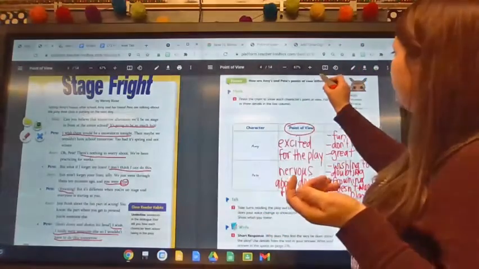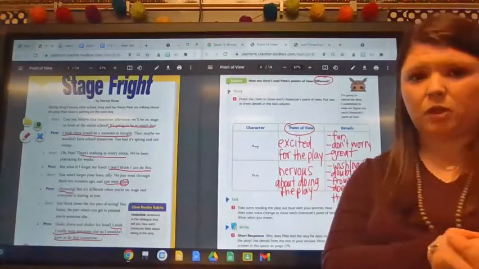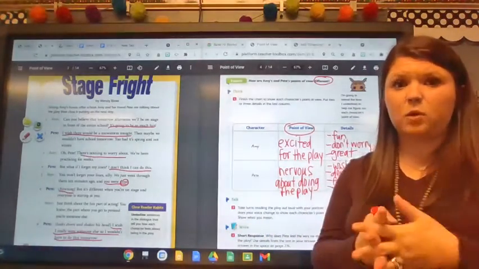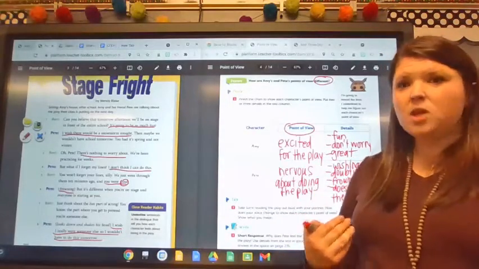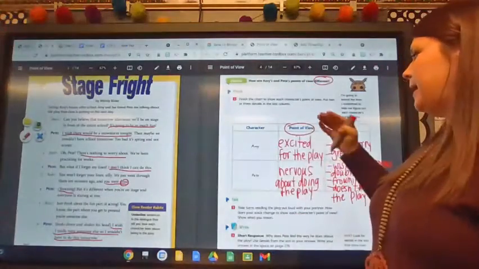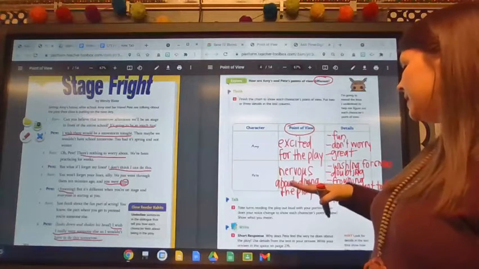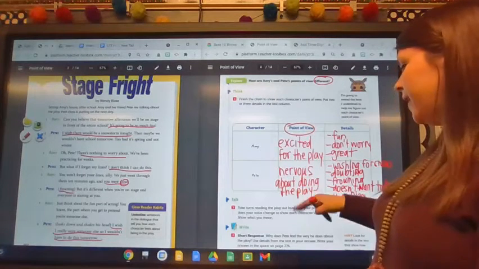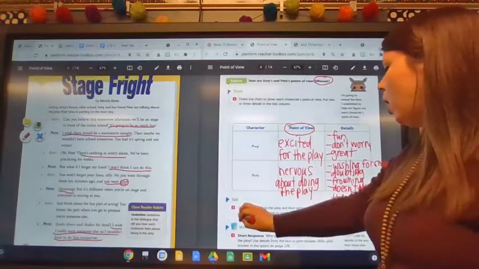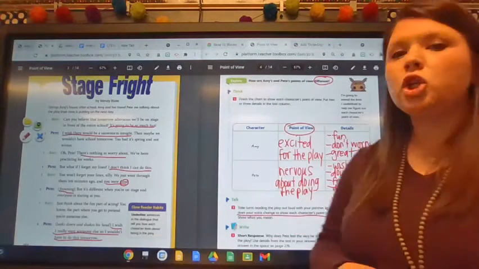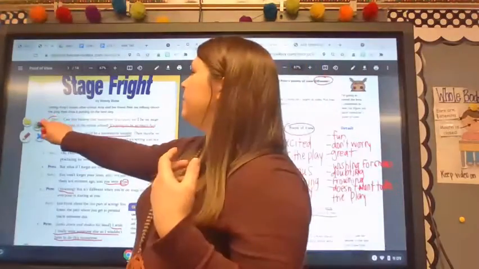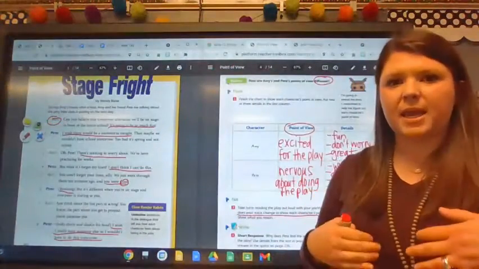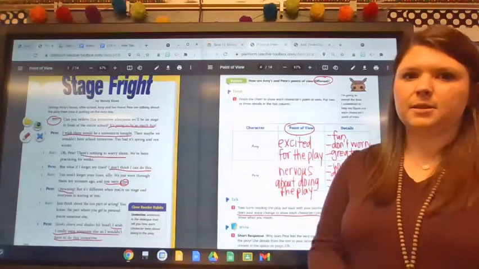So let's talk about these different points of view. Are Amy and Pete's points of view the same? They're kind of opposite, aren't they? So that's that difference. Amy is excited, but Pete is nervous. All right, let's think about how our voice would change to show each character's point of view. How do you think that Amy's voice would sound as she is saying her lines?